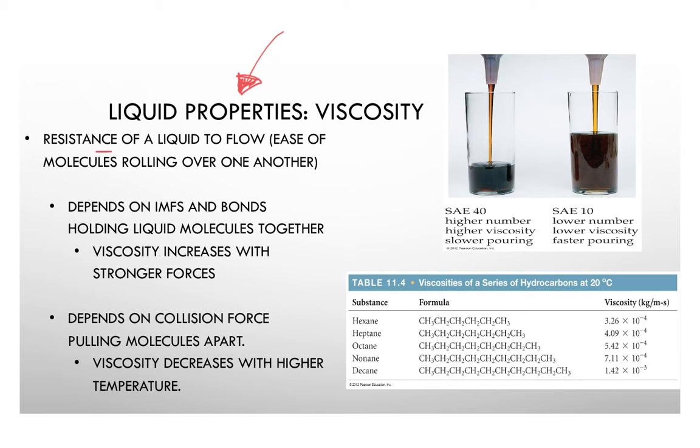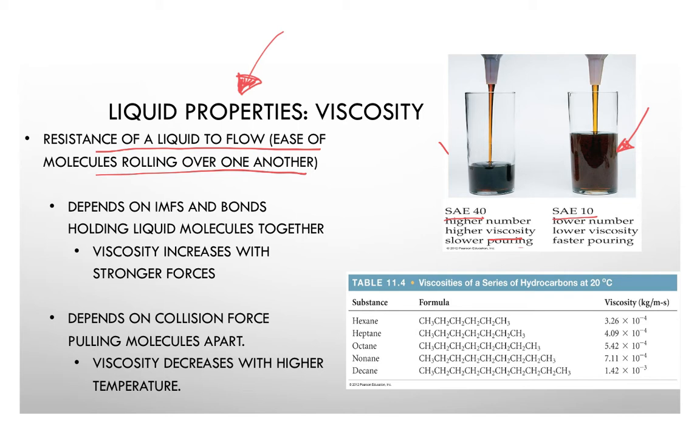Viscosity is defined as the resistance of a liquid to flow, or in other words, the ease of the molecules rolling over one another. One place where viscosity oftentimes comes up is in motor oil. So here's a couple different motor oils. Here's an SAE 40, SAE 10. That's just an industry standard way of measuring this, but essentially you can think of it this way. An SAE 40 oil is much thicker. It has a higher viscosity and it's slower pouring. Compared to that, an SAE 10 is a motor oil that's a lot easier flowing, and it pours a lot faster.